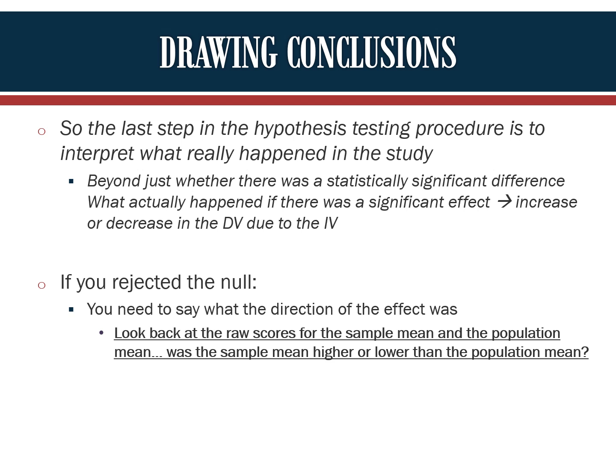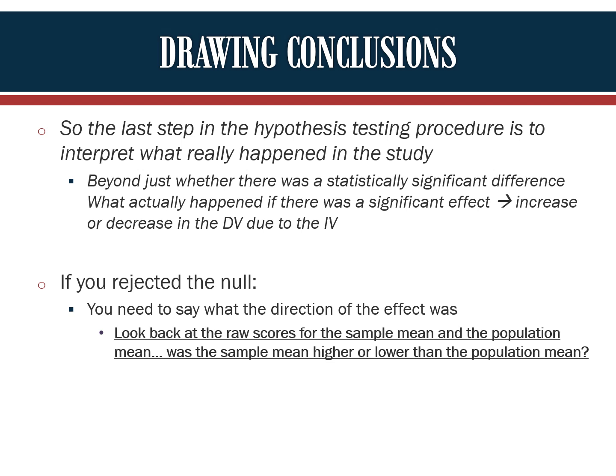You have to look back at the raw scores for the sample mean and the population mean, and you have to determine was the sample mean higher or lower than the population mean. So you have to look back at the means, right? The sample average and the population average, and you just say which one is higher. If your sample average is higher than your population average, then you say, okay, great, your IV increased your DV. But if your sample average was lower than your population average, you say, okay, great, your IV decreased the DV.